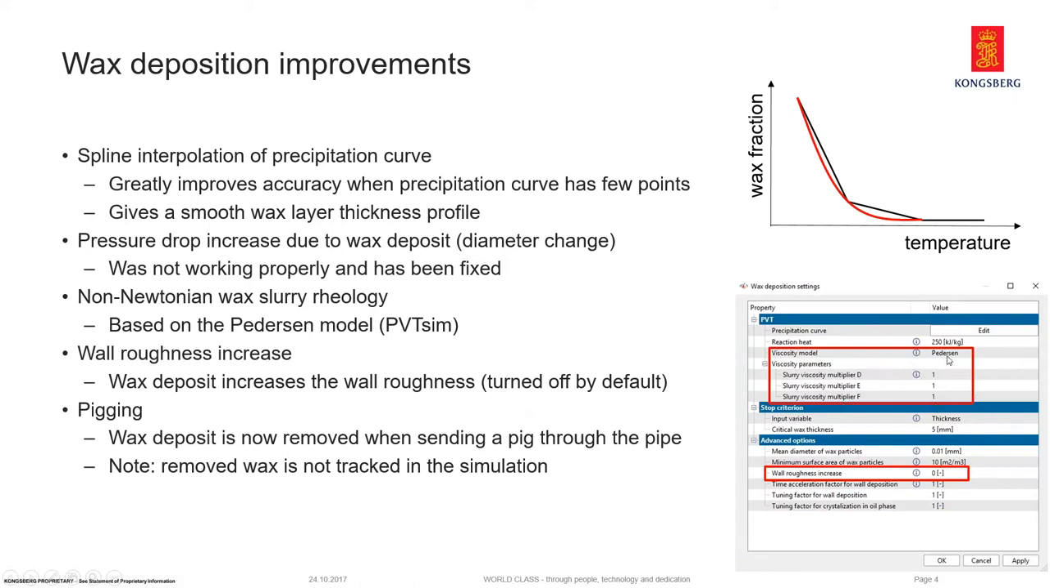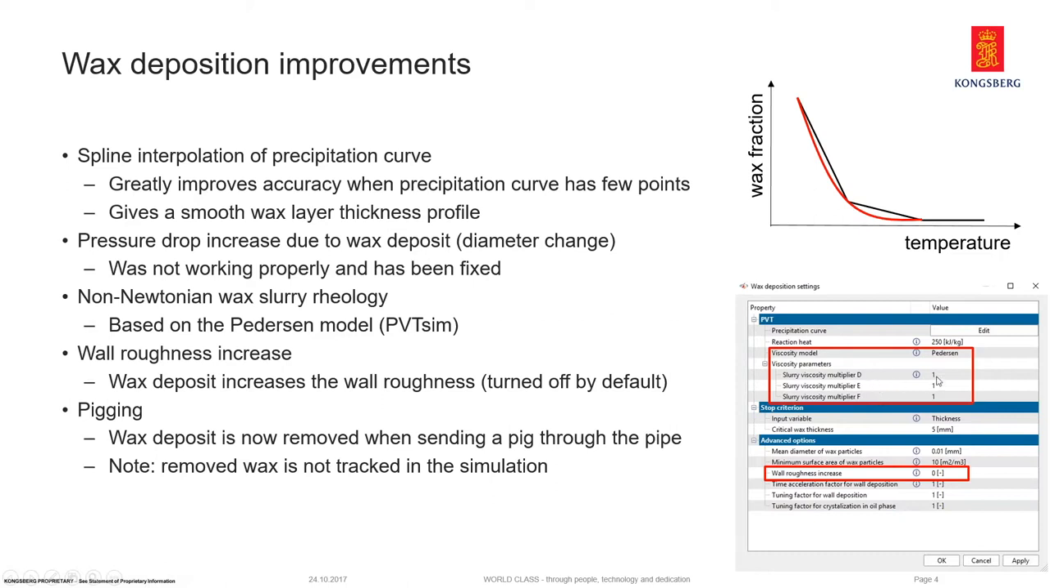It's now possible to choose the viscosity model. So we have two options there. The Thomas model, which is the Newtonian option that we had before. And also you can now choose the Pedersen model, in which case you give these D, E, and F coefficients. They are multipliers that come from PVT sim.